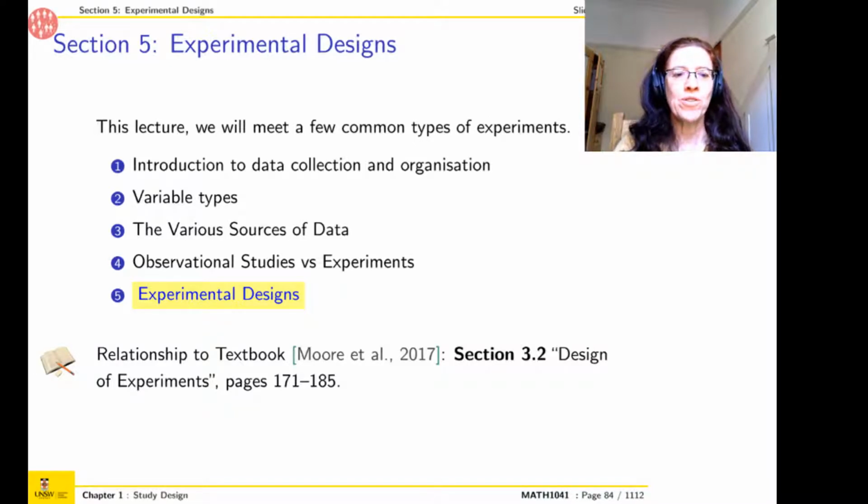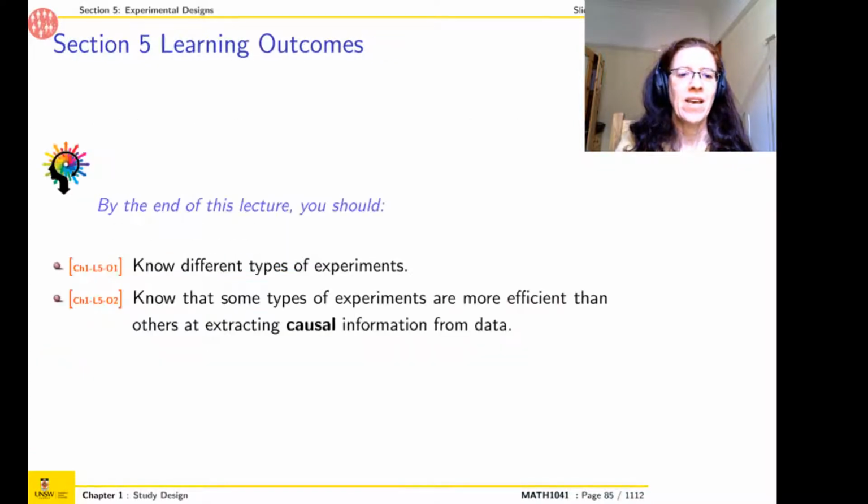We said it's important to carefully design your experiment, so let's look at experimental design. By the end of this lecture, you should know different types of experiments and know that some of these types are more efficient than others at proving causation from the data.